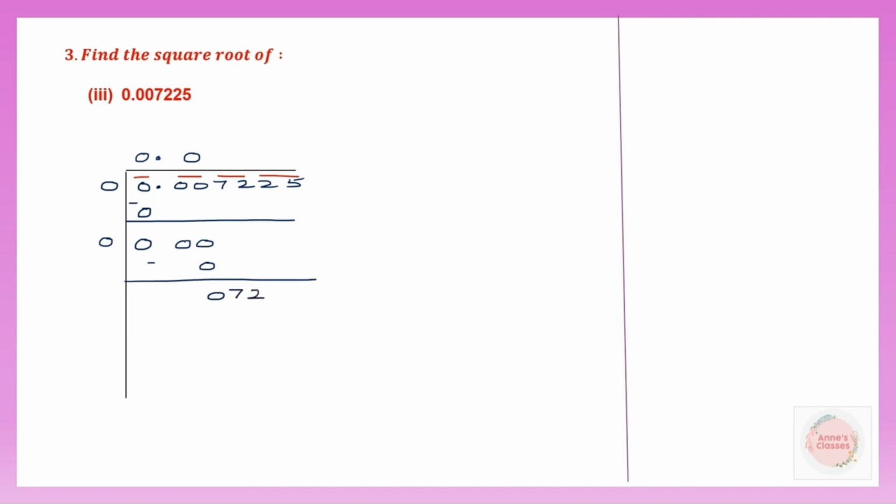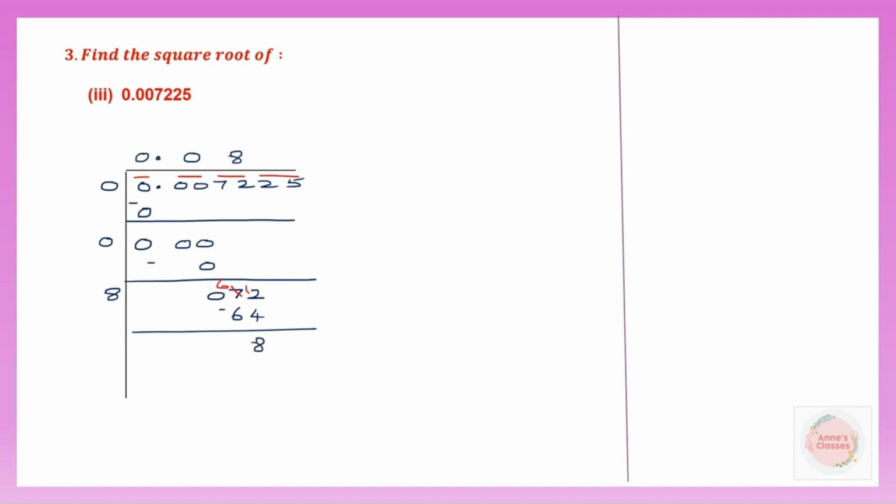Now think of a number whose square is close to 72. How about 8? 8 eights are 64, isn't it? So we can write that. 8 eights are 64. Now let's subtract and see what we get.